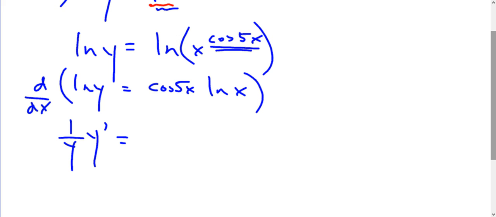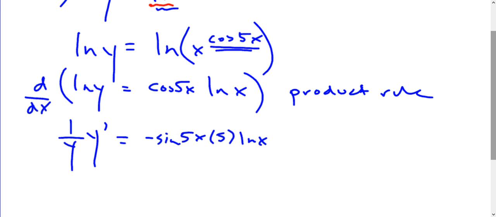Then you take the derivative of cosine of 5x, which is negative sine of 5x, times the derivative of the inside, which is 5, times natural log of x. We have to use the product rule here. Plus now the derivative of natural log of x, which is 1 over x, times cosine of 5x. That wasn't too bad.